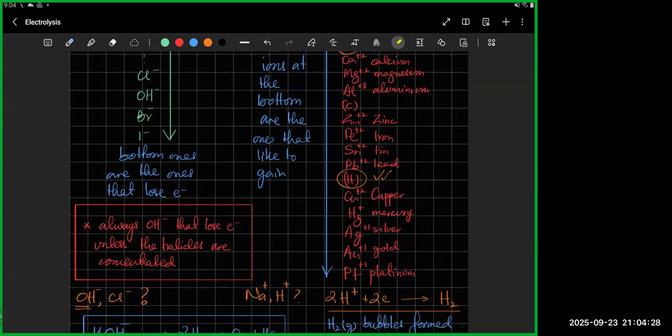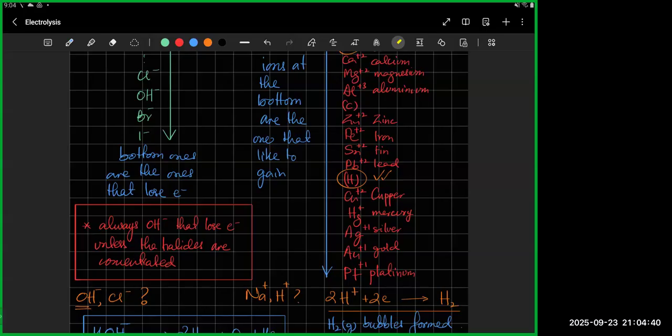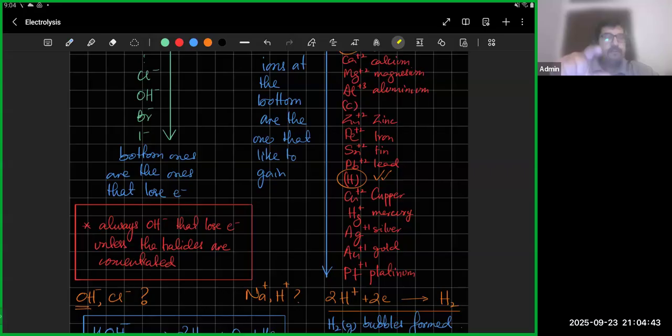The problem with the anode is that the list of the ions and the ease of discharge, there's a lot of difference in a lot of books. 2H2O gives O2 plus H2, that part is fine, the problem is in the order in which they discharge.